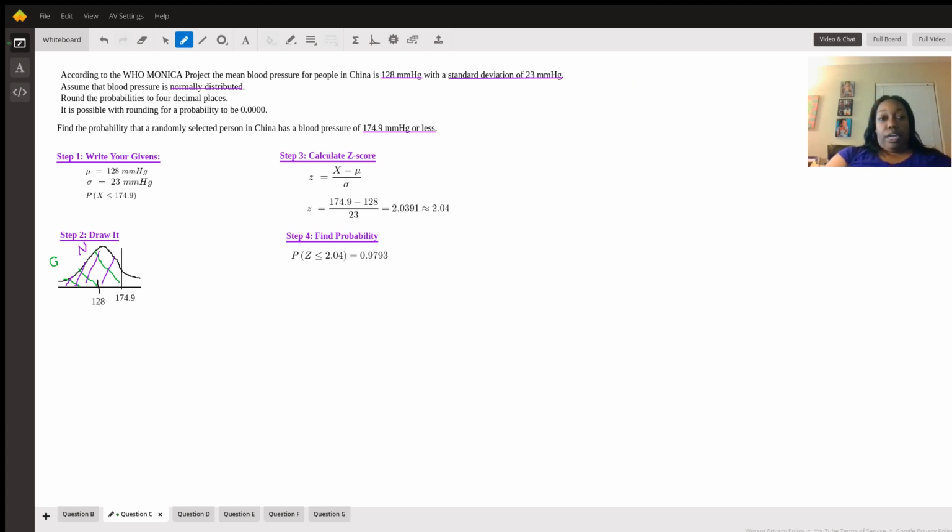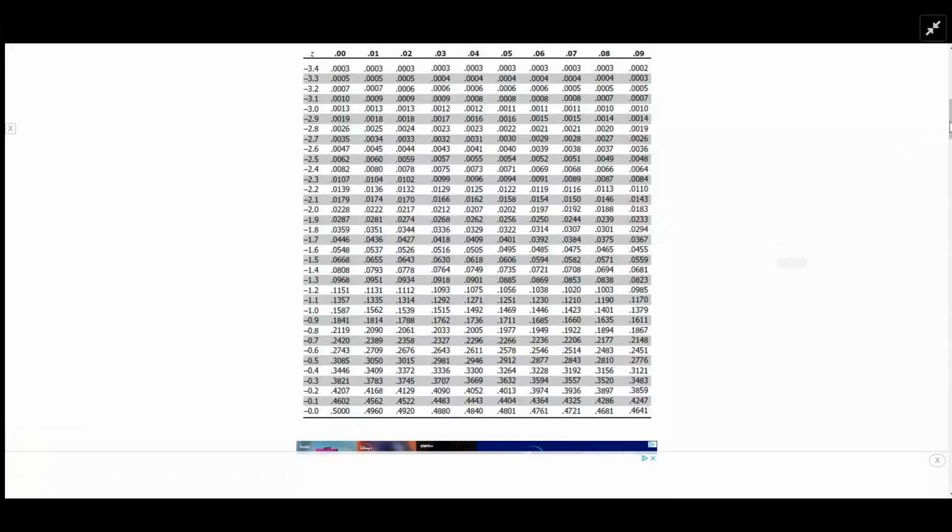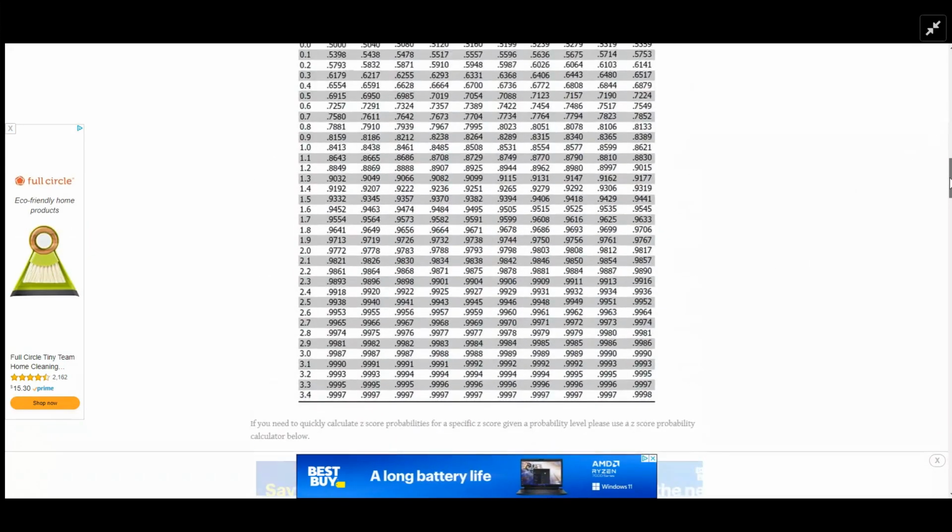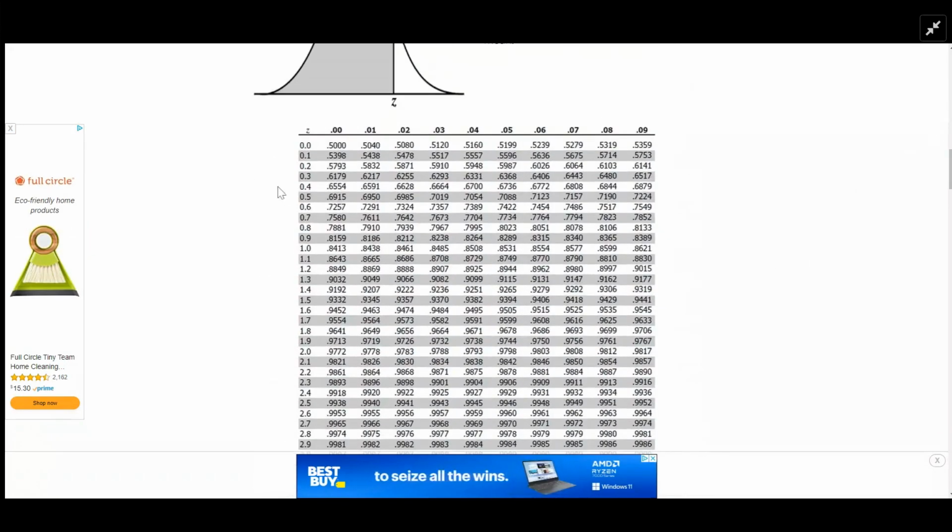If we share the screen, we can see that for 2.04, again, our section is positive. And so 2.0 is our row, and then we see 0.9793. Okay.